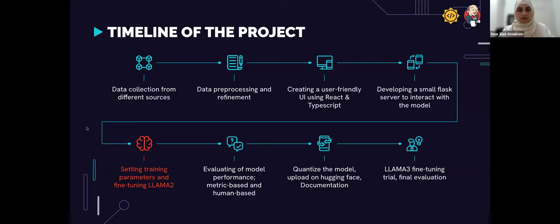And the last stage was about a trial of fine-tuning Llama 3 before wrapping up everything. So we can easily see where we are standing now: we are currently working on the fine-tuning again and iterating over this process until we make sure of the relevance of our model. And basically, this is our journey.